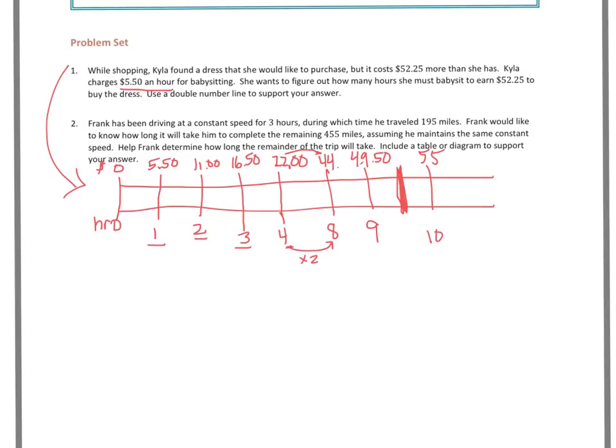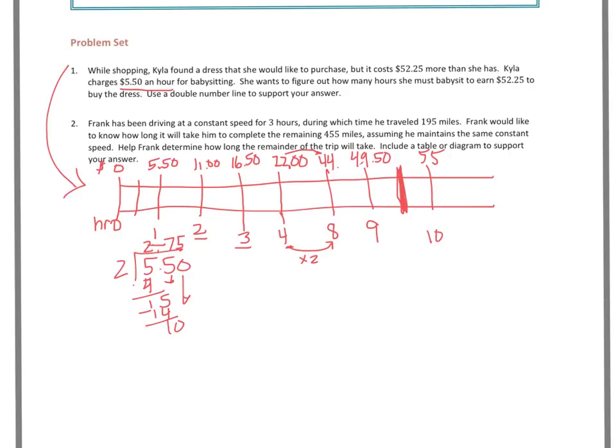So now I got to find out parts. If I know at 1 hour it's $5.50, what about a half hour? That would be halfway. So I just have to cut $5.50 in half. And when I cut something in half, I'm dividing it by 2. And I want to keep my decimal there. And it's going to be $2.75.